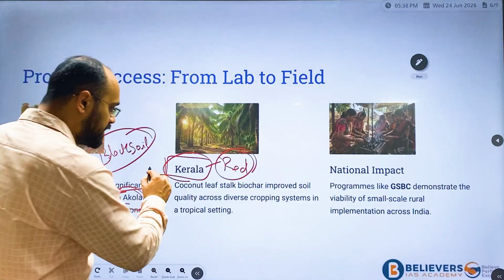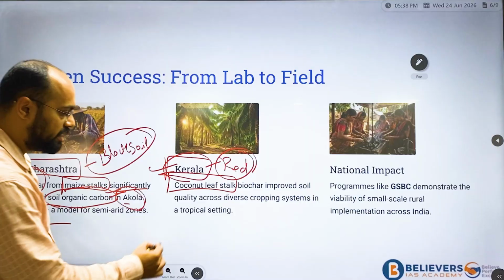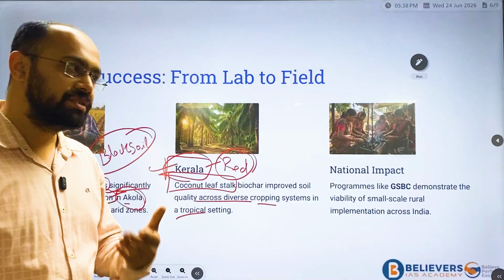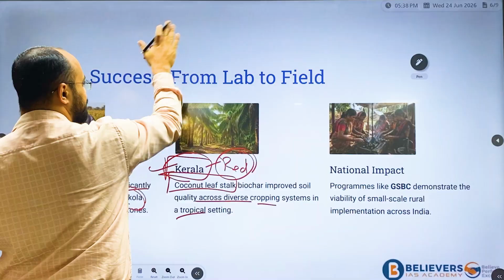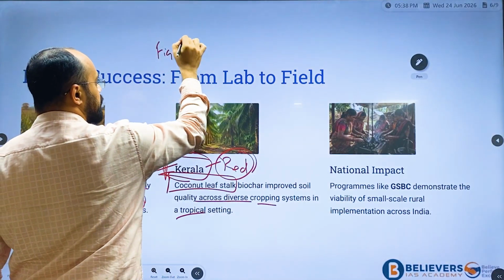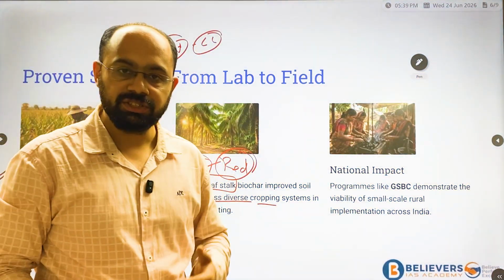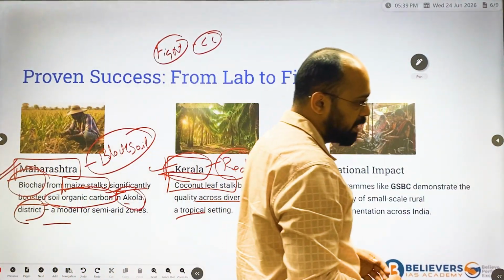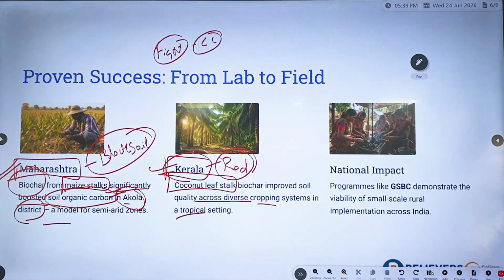Next is Kerala. In Kerala also we used coconut leaf stacks. Biochar improved the soil quality across diverse cropping systems in tropical settings also. So we can see this, we can use this in order to fight climate change. Adaptability of agriculture due to climate change, we can give this example as one of the reasons. This is one of the main important points regarding its productivity and its experimental use in some of the regions.